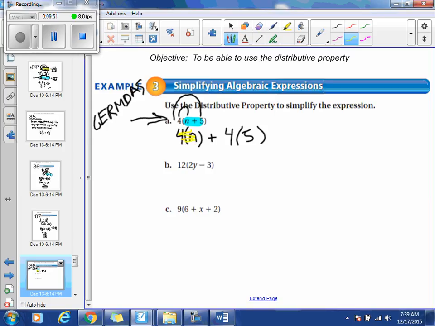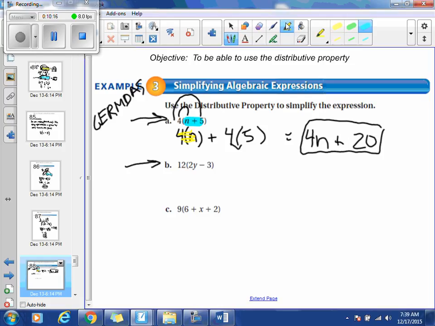And then I would say, all right, 4 times n is 4n, plus 4 times 5 is 20. Done. Because then I can't add 4n plus 20 because I don't know what n is.